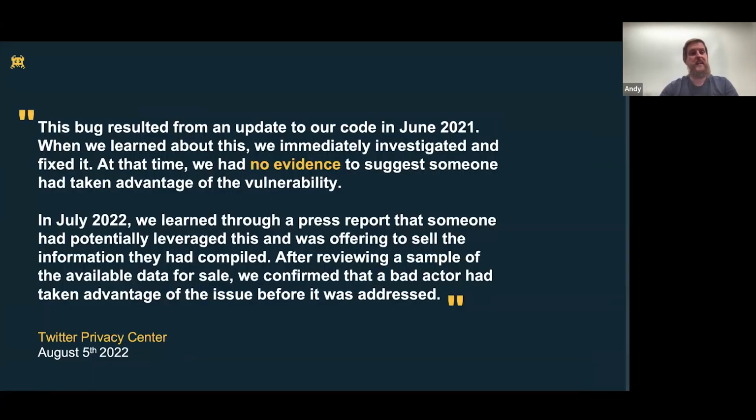When these leaks started to happen, we saw a post from Twitter saying they had no evidence to suggest that someone had taken advantage of this vulnerability, but the vulnerability itself came from an update in their code in June 2021. So there was about a year where potentially that bug was being exploited and information was being harvested.